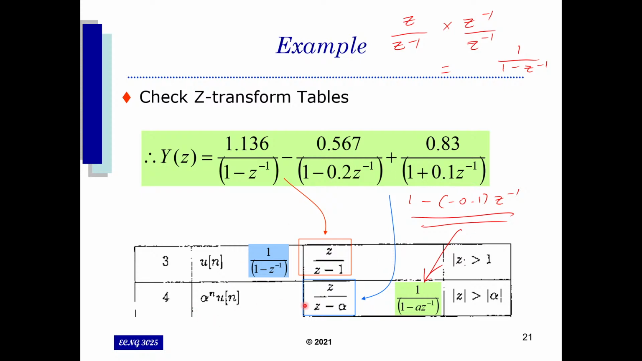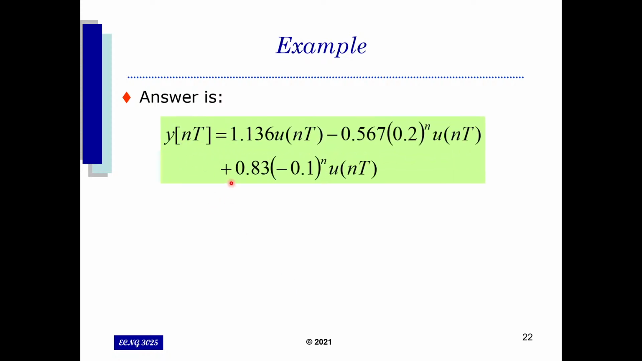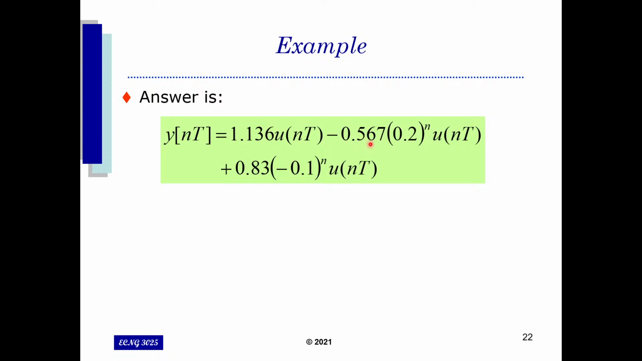So now that we have the terms mapped to our z transform equivalents, to get back in terms of y of nT, we can just use the z transform table accordingly, and we can solve for y of nT here. Our first term was just a unit step. Our second term here, because this was alpha to the n times u of n, we have minus 0.567, and our alpha term is 0.2, so minus 0.567 times 0.2 to the n, u of nT. And then for the third part, our constant was 0.83, our alpha term was negative 0.1, and that's just going to be u of nT here.